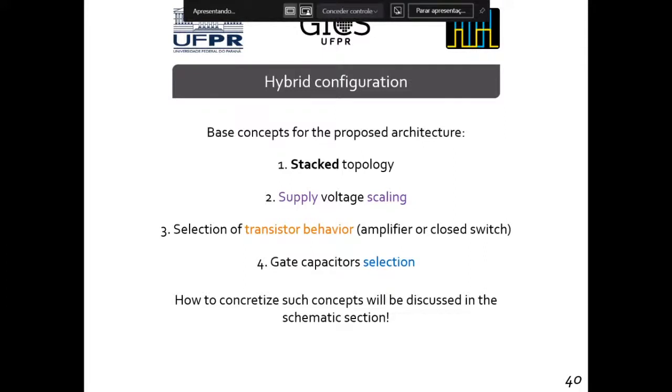In summary, the hybrid employs the stacked topology and adds to it the supply voltage scaling for the selection of the transistor behavior capabilities. The need of optimization of the gate capacitances is intrinsically tied to the transistor behavior selection. How these concepts are tied together and how they concretize a single propagation path multimode power amplifier circuit will be discussed in the following slides.